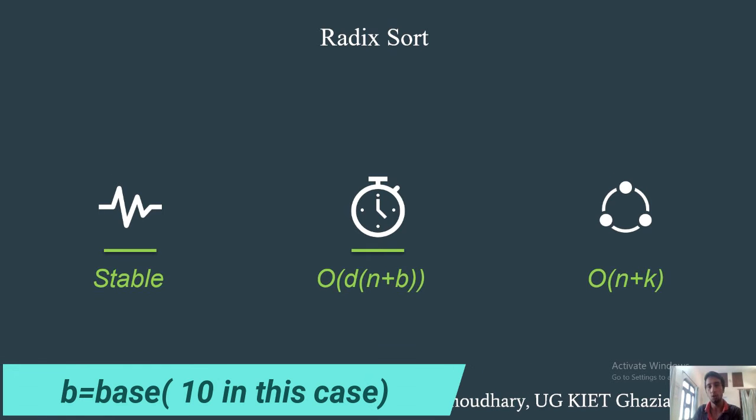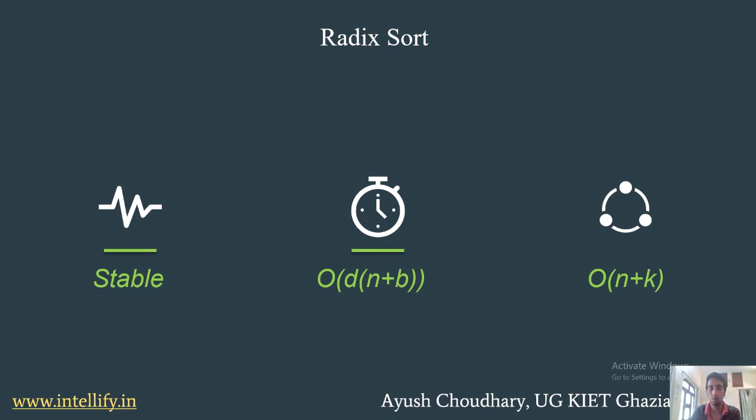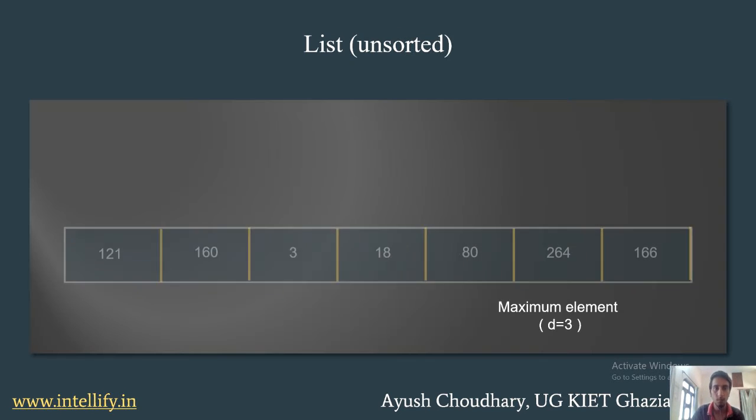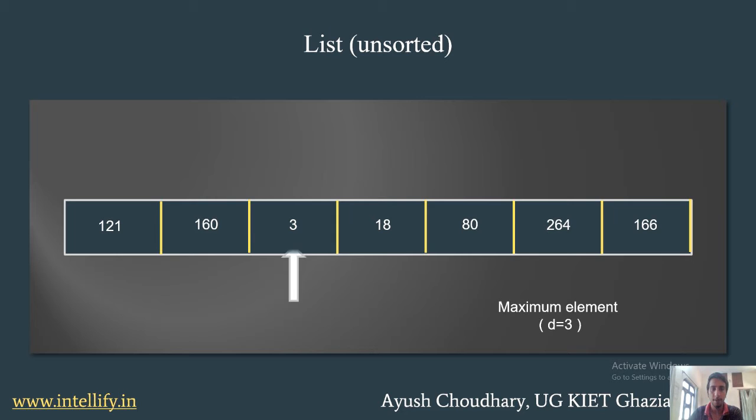As you can see, here it is order of d into n plus b. I will explain it later. At this point you can understand that it has a linear time complexity, and the space complexity is also linear. Okay, let's see, I have a list.